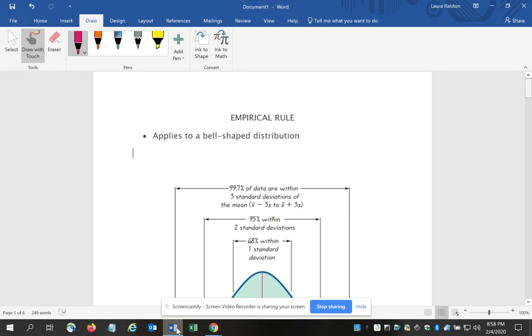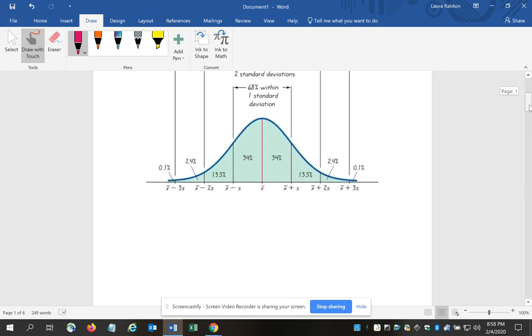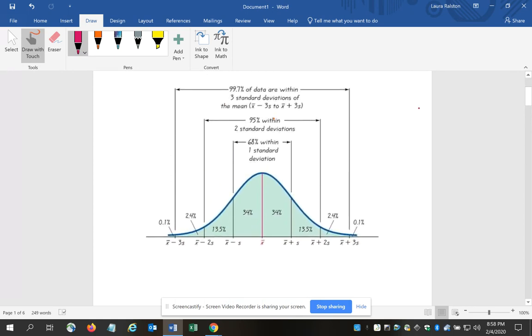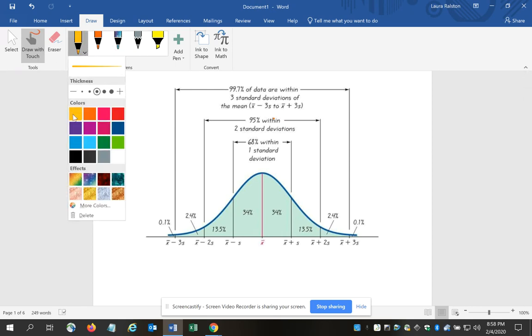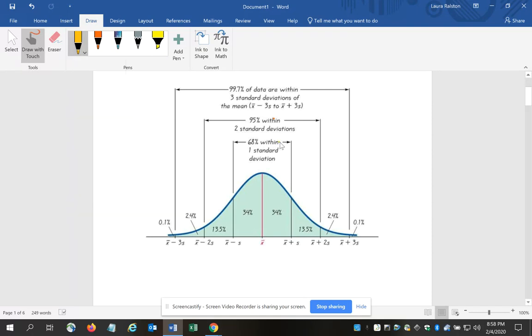And the empirical rule gives us some insight into what percentage of data should fall within a particular range. It's basically three values. The first one says that approximately 68% of all data values for any data set, regardless of the size of the data set, would fall within one standard deviation of the mean.